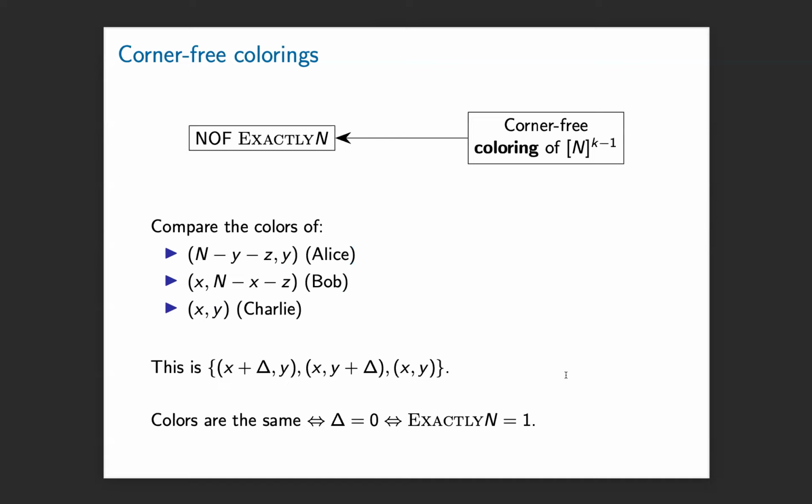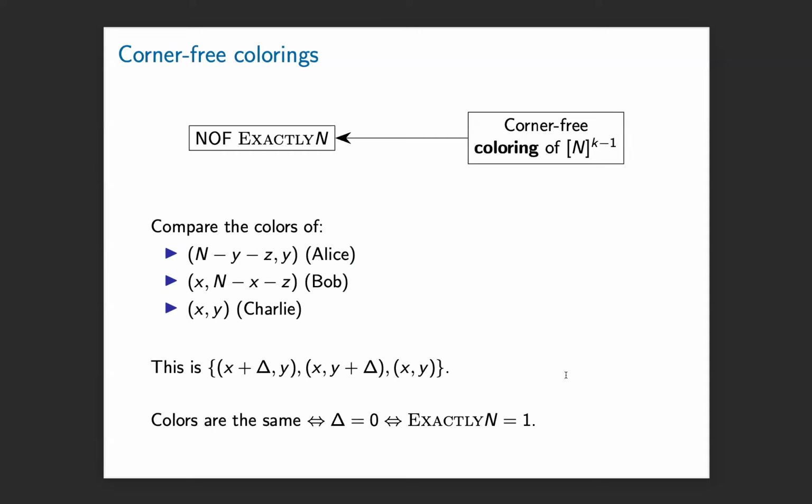And like I said, going from corner-free colorings to exactly-n protocols is fairly easy. Alice is going to look at the color of (n minus y minus z, y), Bob (x, n minus x minus z), and Charlie (x, y).